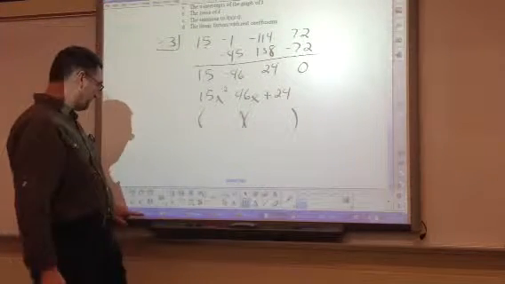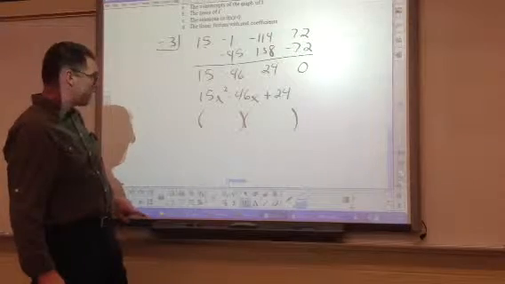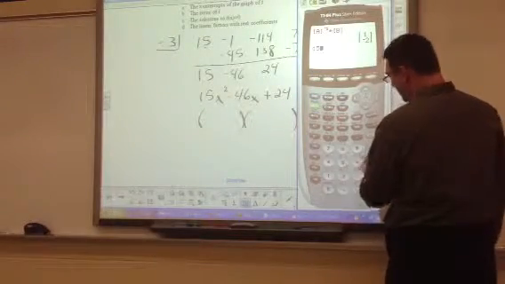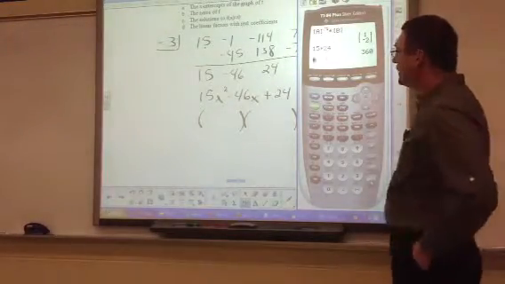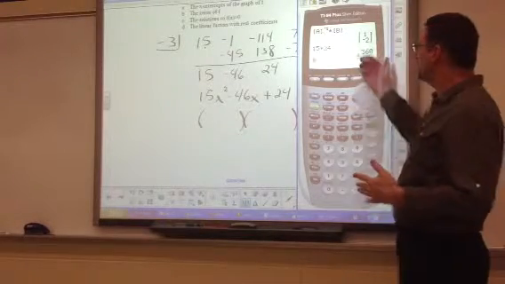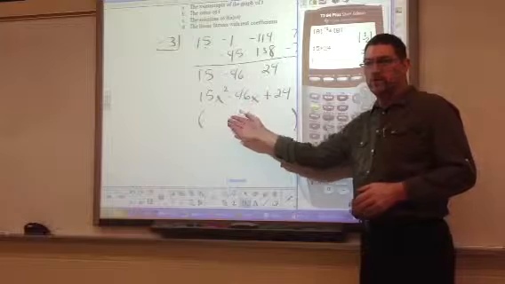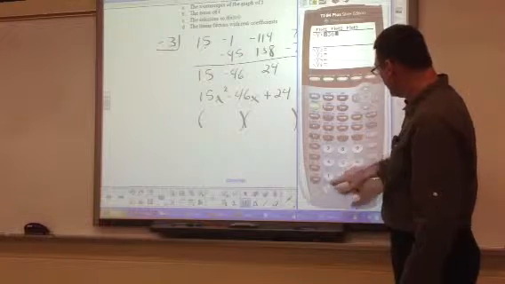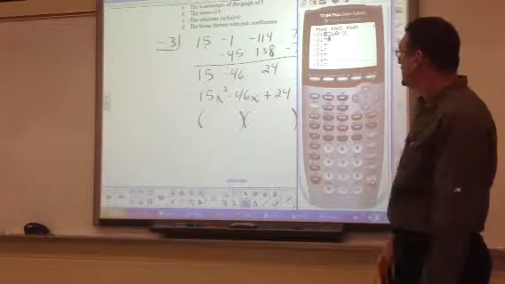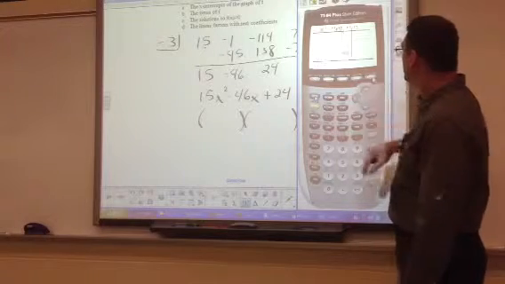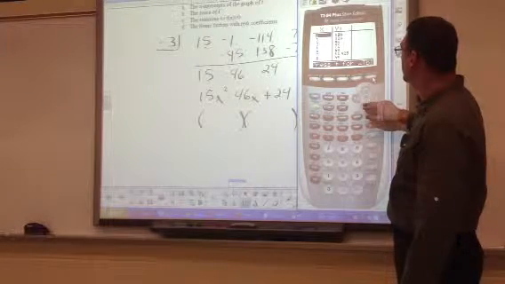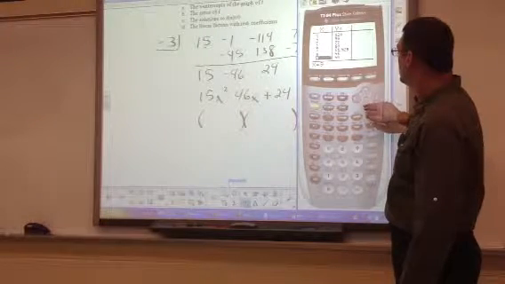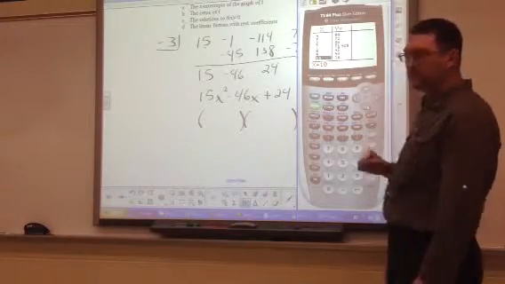So let's do that slide and divide for a second. First of all, we need to multiply 15 times 24. So we get 360. So we need to know the factors of 360 that are going to add up to 46. So we'll go into our y equals and do 360 divided by x, and we want to find two numbers that add up to 46. So let's see, 10 and 36 is 46.